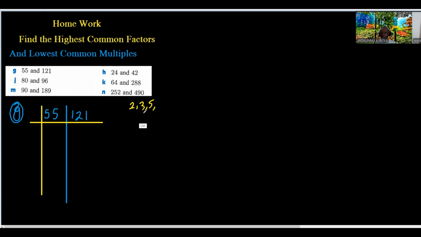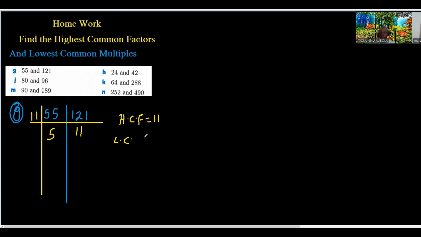So as I pick 2, it can't go; 3 can't go. You can't divide them at the same time. 7 also cannot, but I pick 11. So 11 can. 11 in 55 is 5, and 11 in 121 is 11. Now, look at 5 and 11. Nothing can divide 5 and 11. So, since nothing can divide again, we have reached our answer for HCF. HCF equals 11. But what about LCM?